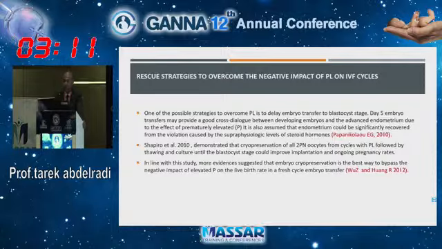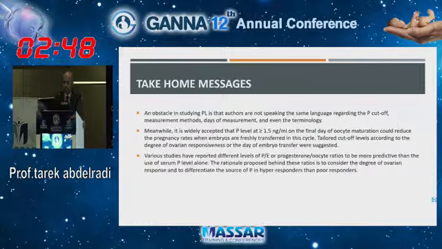Shapiro et al. 2010 was the first to show that cryopreservation of 2PN oocytes has a very good impact on the outcome. In line with these studies, more evidence suggests that embryo cryopreservation is the best way to bypass the negative impact of elevated progesterone on the live birth rate in fresh ICSI cycles and embryo transfer.